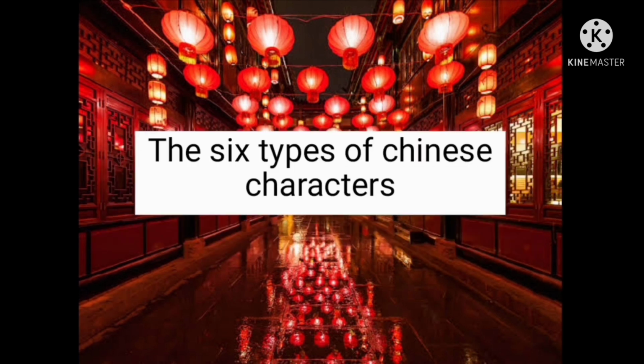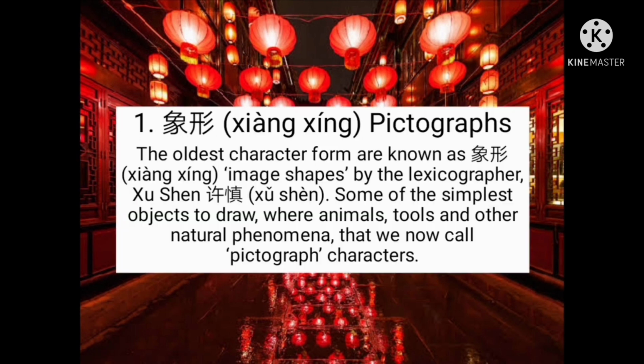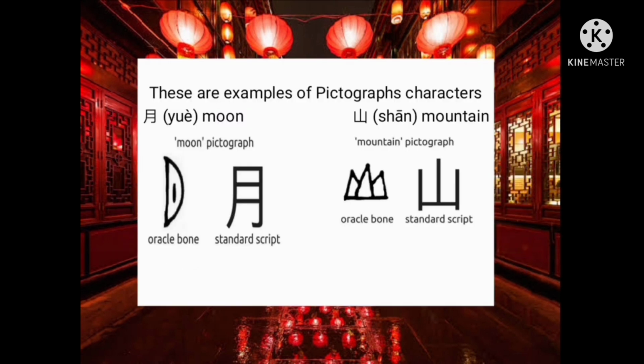The six types of Chinese characters. Number 1. Xiangxing, pictographs. The oldest character forms are known as Xiangxing, or image shapes, by the lexicographer Xu Shen. Some of the simplest objects to draw were animals, tools, and other natural phenomena that we now call pictograph characters. These are examples of pictograph characters: Yue or moon, Shan or mountain.